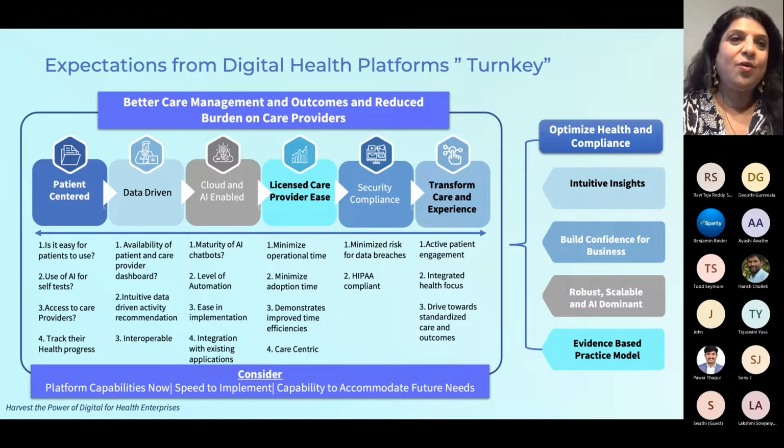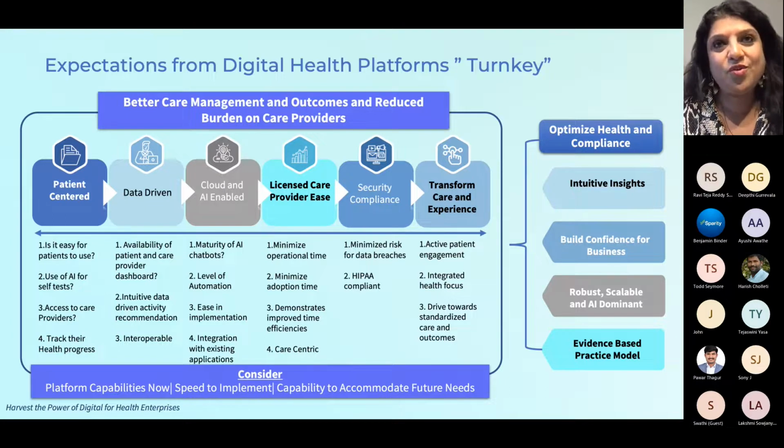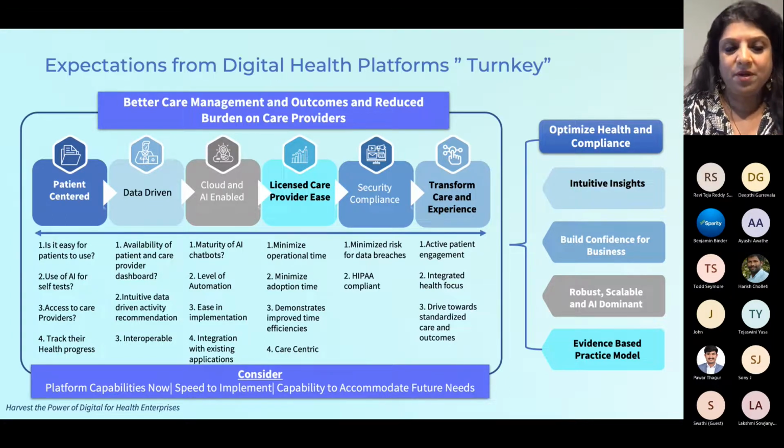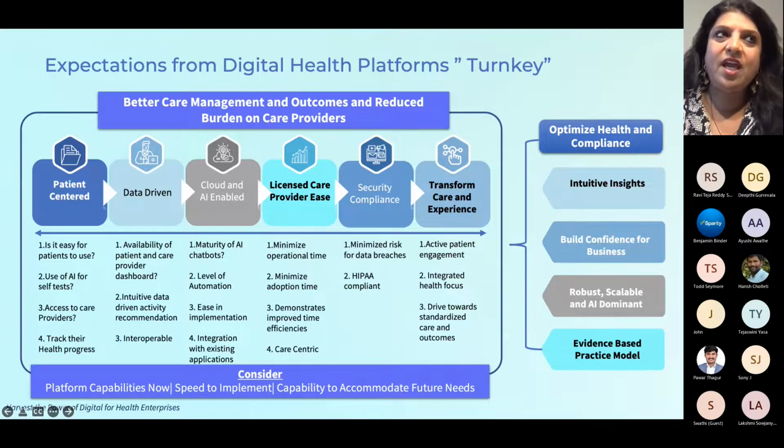There are reminders, like the iPhone gives you: oh, you did 4 miles yesterday, today you didn't do much. So it gives you those kinds of activity recommendations. Those are the things you need to look for. Is it future interoperable, even if it is not now? Cloud enabled, right? What is the maturity of the AI that the digital health platform claims to have?